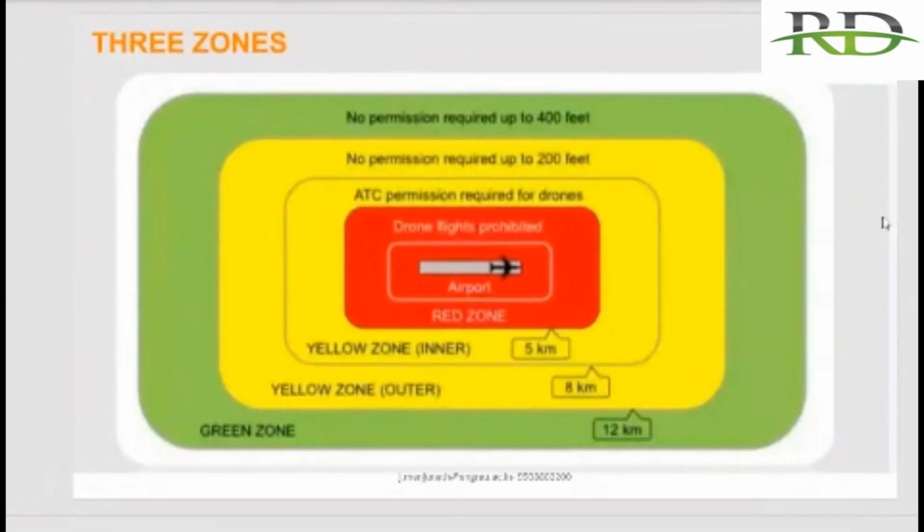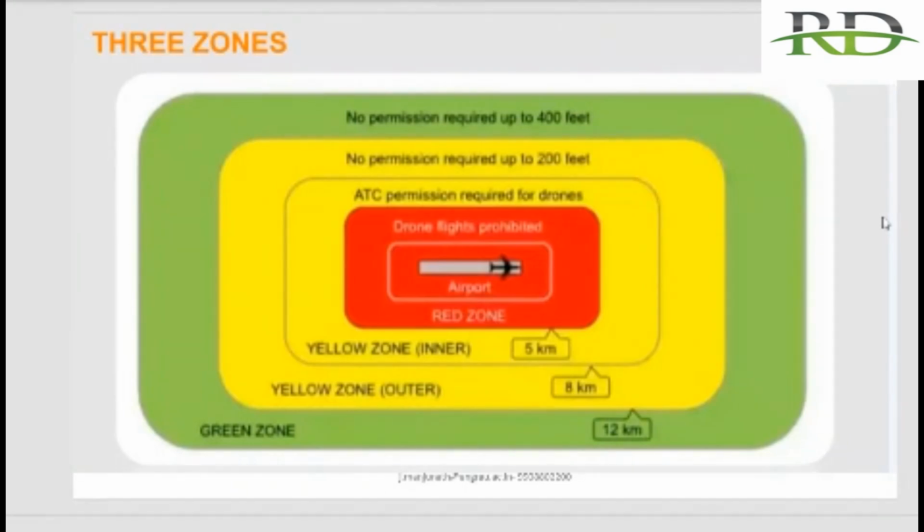Yes, as I told, there is the red zone, yellow zone, and green zone. No permission is required up to 400 feet in the green zone. In the yellow zone, inner and outer, 5 kilometers and 80 kilometers, we should get permission from ATC. The red zone is completely restricted for flying. This is airspace, and we can see it time to time.